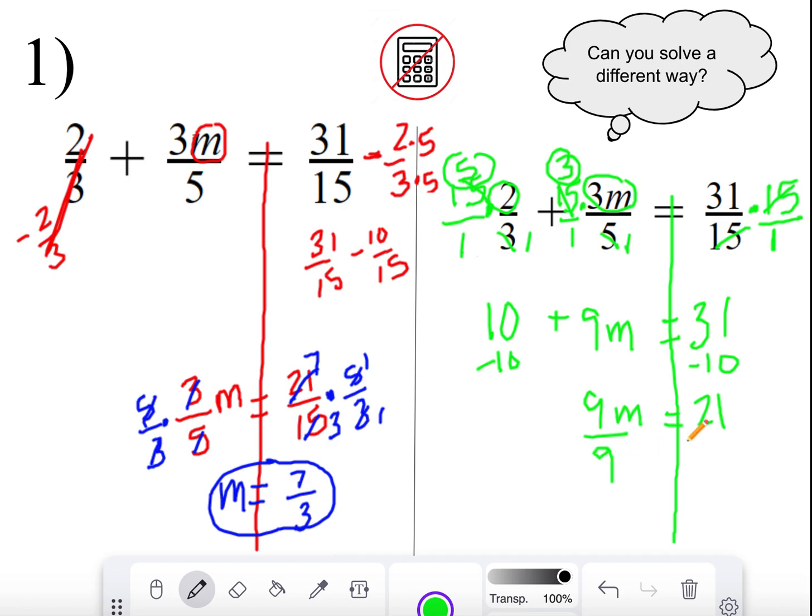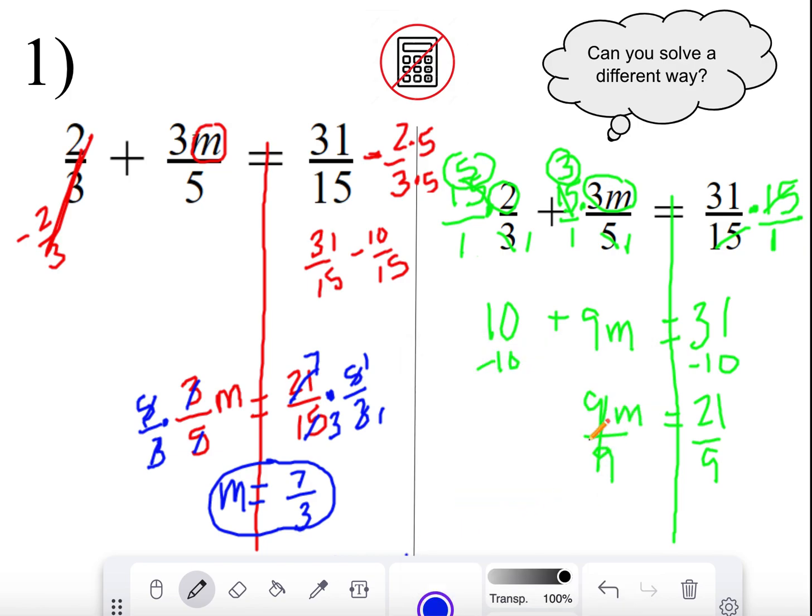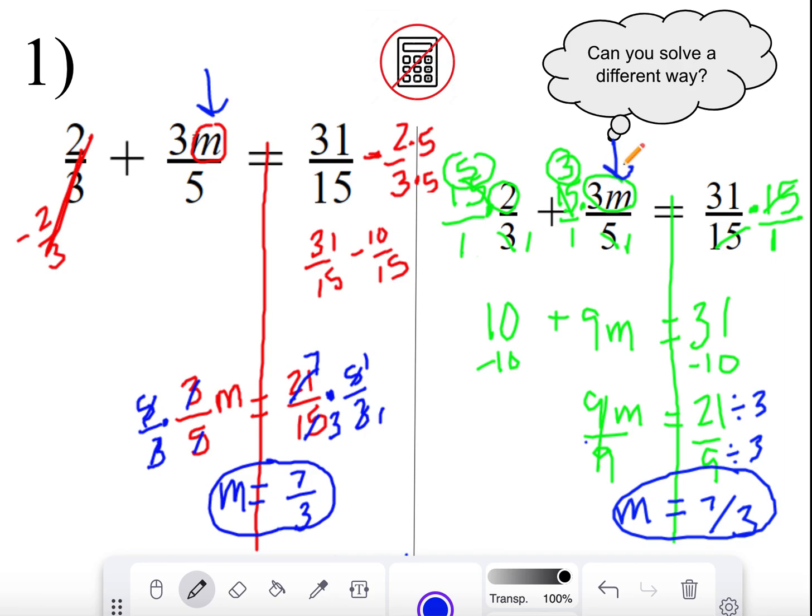And then, of course, we can divide by 9. And we're going to see here that when we divide by 9, we're going to get m is equal to 21 divided by 9. This can be simplified. And we end up with 7/3, which is exactly the same answer that I got over here. I just did the problem a whole different way. Okay, so 2 different ways of solving an equation that has one variable m attached to one of the terms. Okay, that was our example number 1.